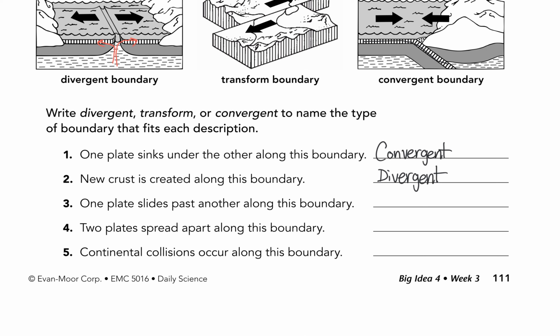3. One plate slides past another along this boundary. That is describing our transform boundary. 4. Two plates spread apart along this boundary. They spread apart at divergent boundaries. 5. And continental collisions occur along this boundary. Collisions are convergent boundaries.